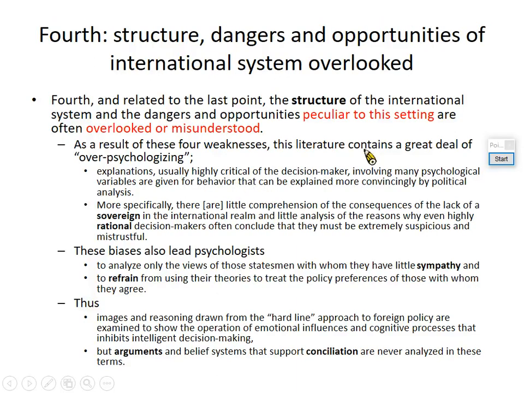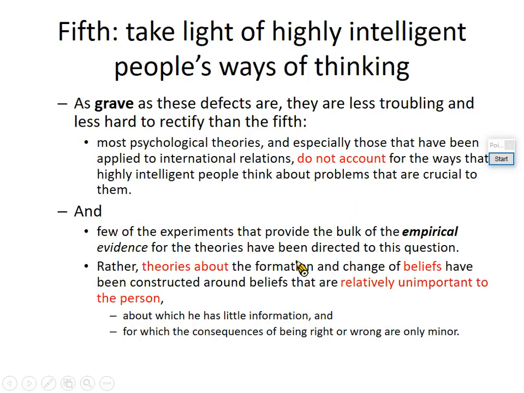And how about the fourth? The fourth is that the structure, dangers, and opportunities of international assistance peculiar to the setting are often overlooked or misunderstood. So they don't care, they neglected what happened. The structure, dangers, and the opportunities that are important to international settings, they just take it away. So this is overlooked, number four. And how about the last point? The last point is a little bit far away from the readings.